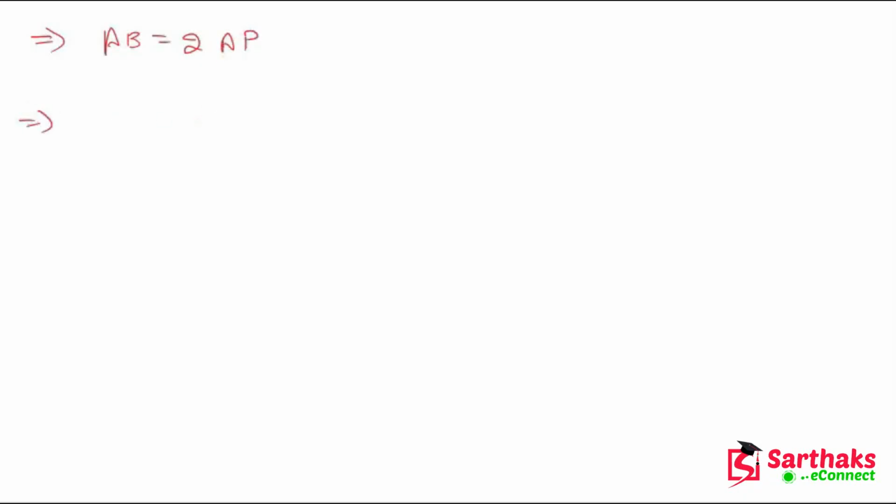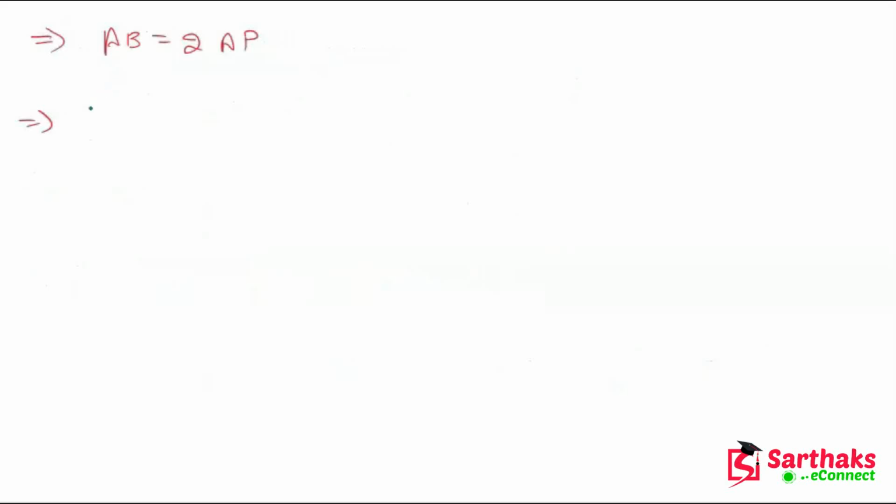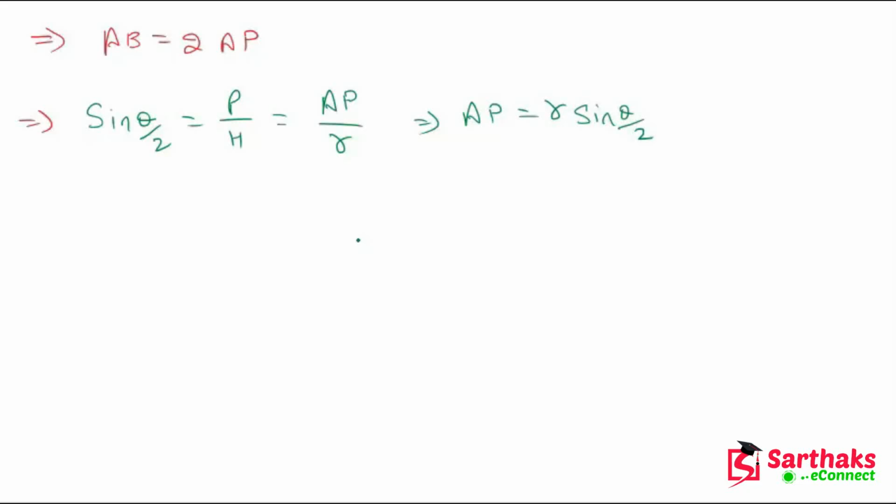For finding the value of AP, we can use right triangle OAP. AP is the perpendicular. We know that sine theta upon 2 is perpendicular upon hypotenuse. Perpendicular is AP and hypotenuse is radius, so AP is equal to R sine theta by 2. Now we put the values in this equation, so we get AB is equal to 2R sine theta upon 2.